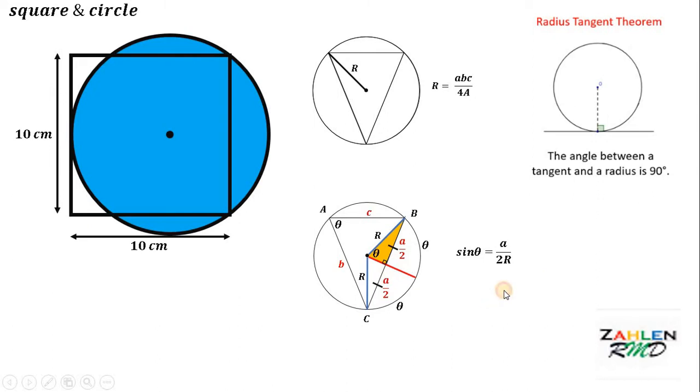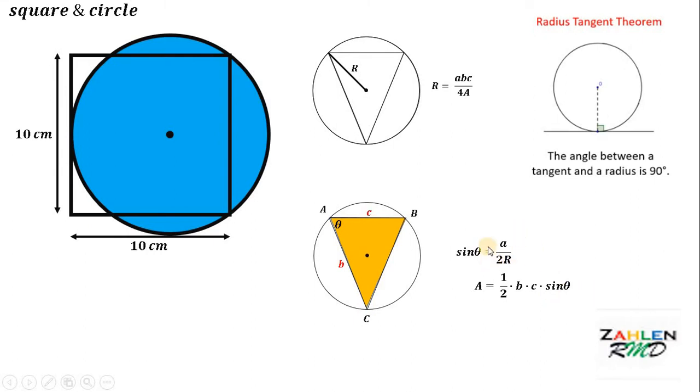Now let's focus on the area of the triangle ABC. We have a special formula to find the area of this triangle given two sides and an included angle. So the area of this triangle must be equal to 1/2 times b times c times the sine of the angle between side b and side c. Therefore, the area of triangle ABC must be equal to 1/2 times b times c times sine theta.